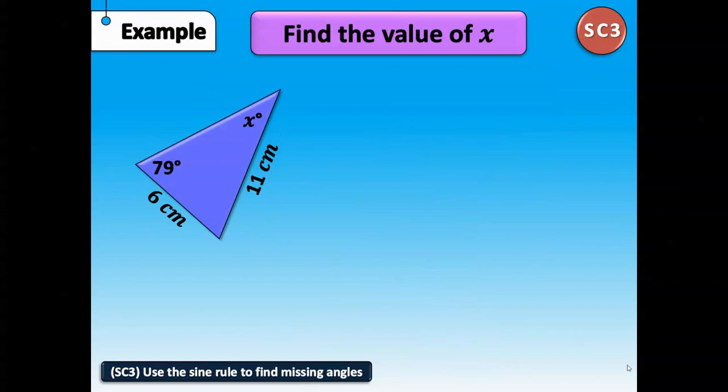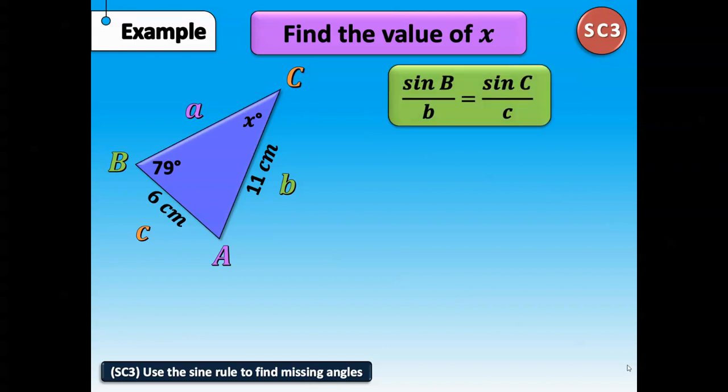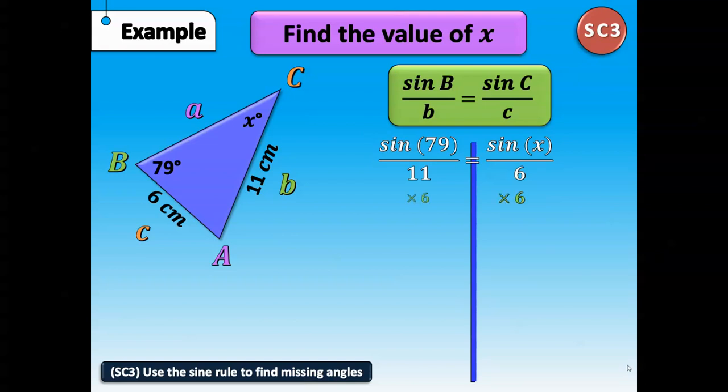Here's another example. Again, I want to find the size of angle X. So I label up my sides and my angles. And this time I'm going to use sine B over B equals sine C over C. Substituting my values. Then I get rid of the divide by 6 by timesing both sides by 6.